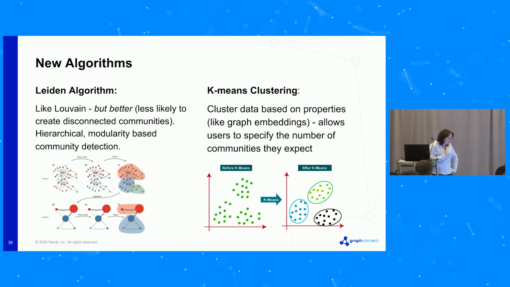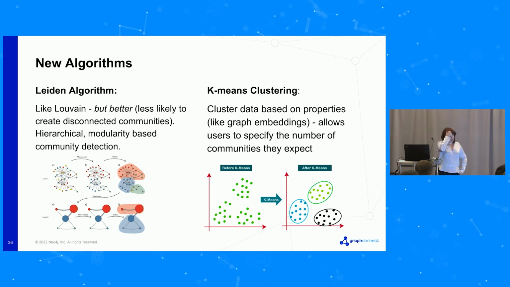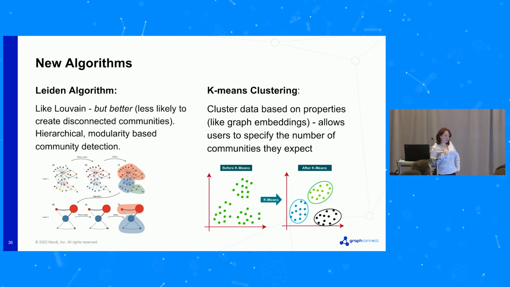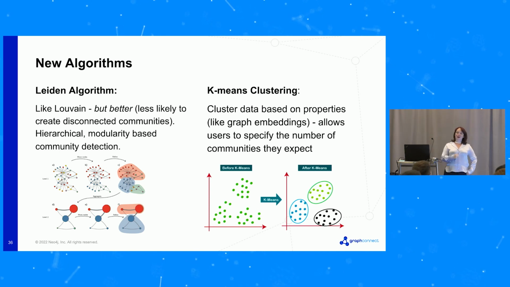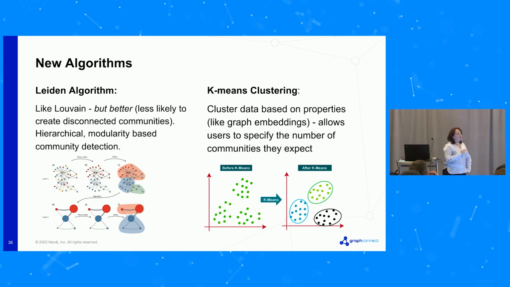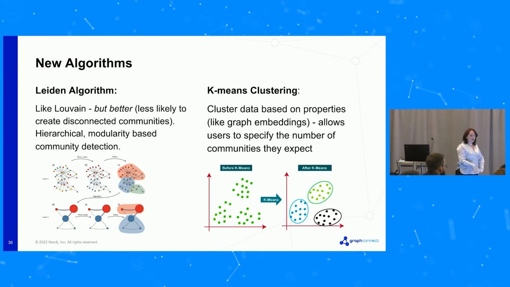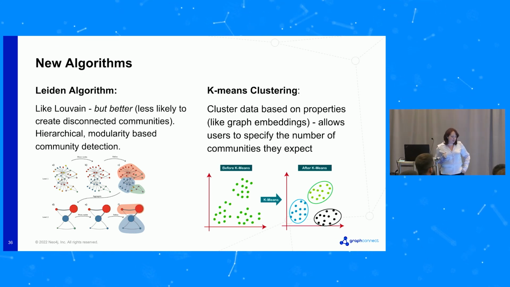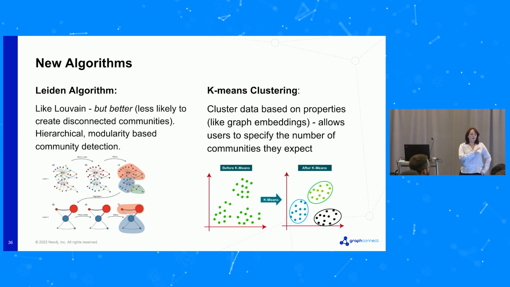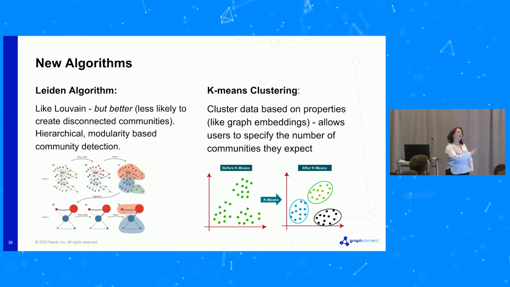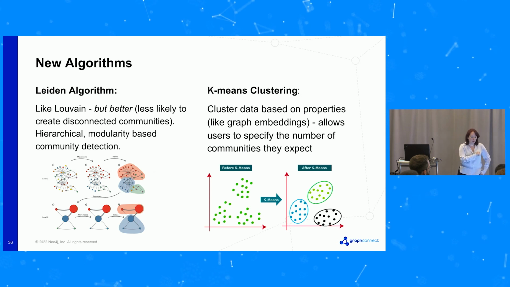So we have a new release, 2.1, coming out on Thursday, and we've got 2 new algorithms in that release. The Leiden algorithm, which I bet some folks in this room have requested. There was a great paper a couple years ago, basically saying, hey, Louvain is a great algorithm, but it sometimes creates disconnected communities, which isn't great. Let's change that algorithm. It's a hierarchical modularity-based algorithm for community detection. We've added it into the alpha namespace in 2.1.